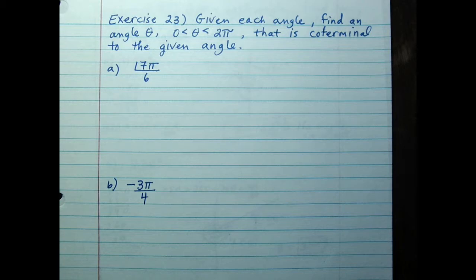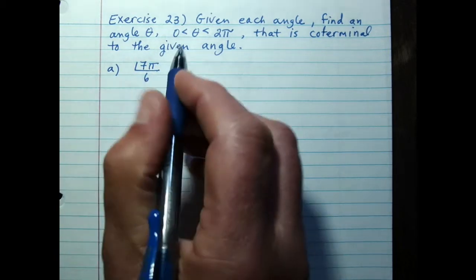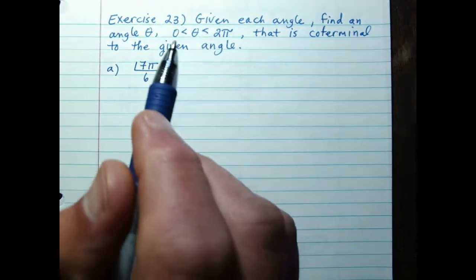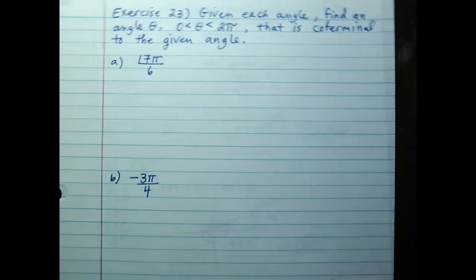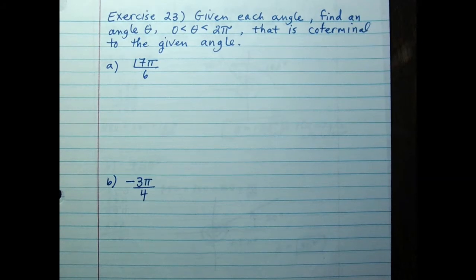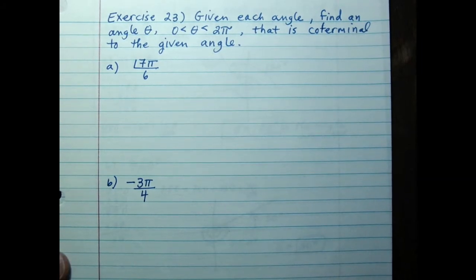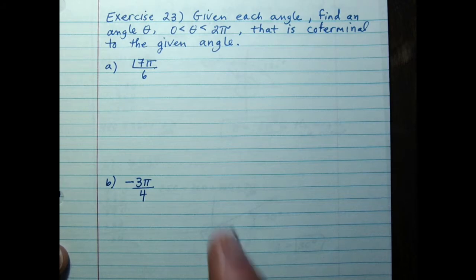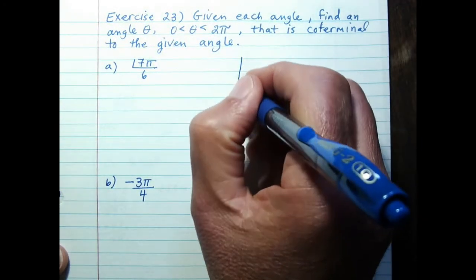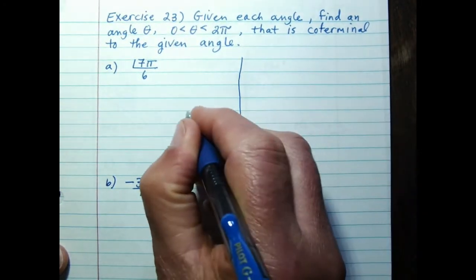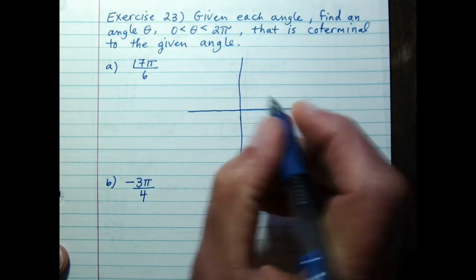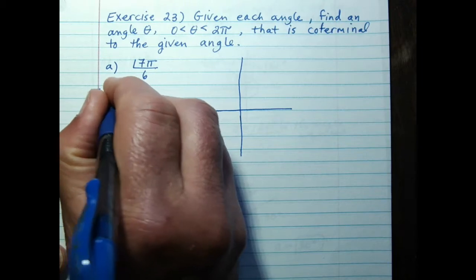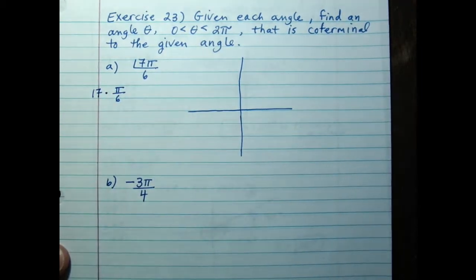So given each angle, we're going to find an angle theta, where theta is between 0 and 2 pi radians, that is coterminal to the given angle. So exactly the same kind of process. It's just that we're going to work with radian measure. So it's a little harder to draw some of these pictures, right? So 17 pi over 6 is 17 times pi over 6.